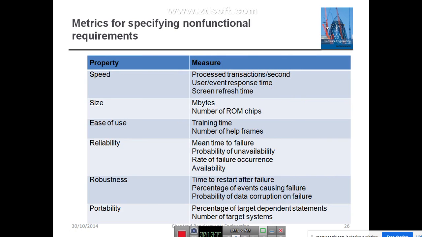Then we have seen the metrics for specifying the non-functional requirements. There are some properties and different types of measures you are going to consider for non-functional requirements. That is what we have seen in the last class.